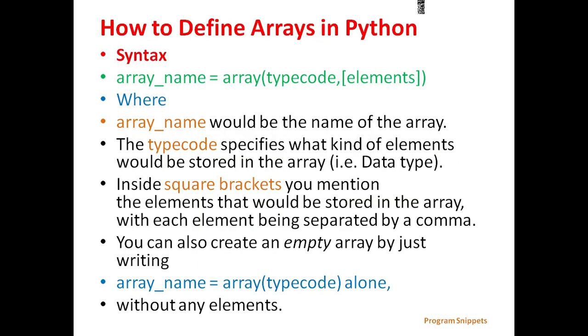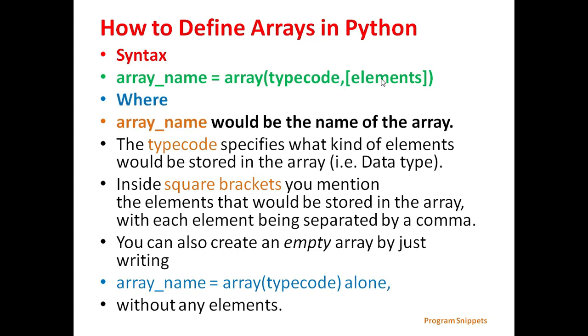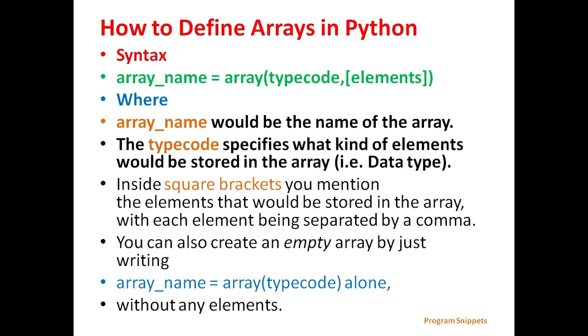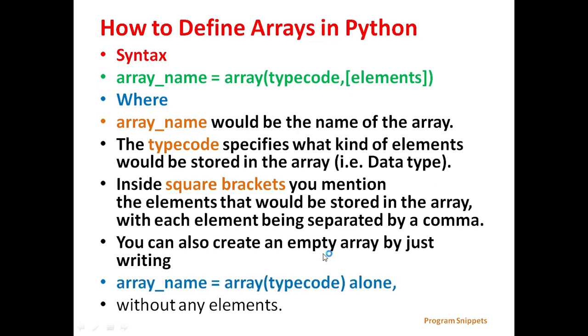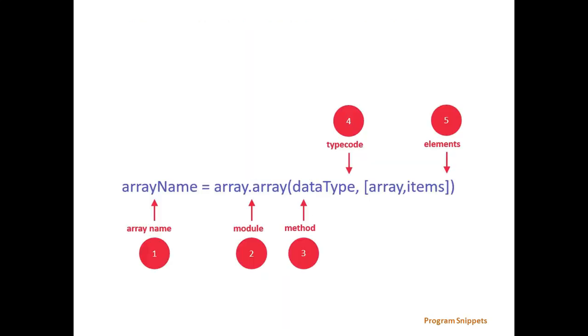The general syntax for defining an array is array name equal to array, then type code and the elements. Where array name is the name of the array, the type code specifies what kind of elements you would store in the array, that is the data type of the array, and inside square brackets you mention the elements that would be stored in the array, with each element separated by a comma. You can also create an empty array by just writing array name equal to array type code alone. This will create an array without any elements.